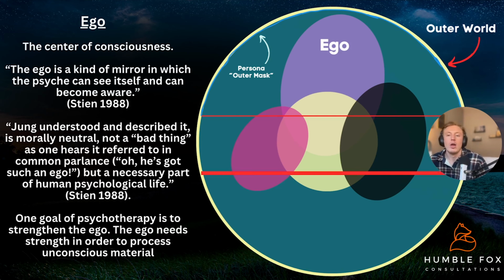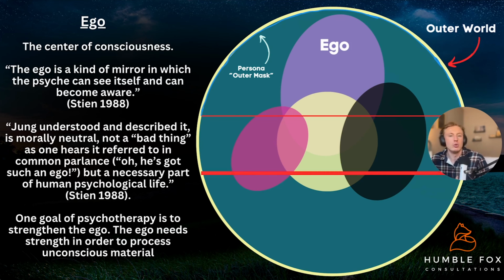And so Stein says, Jung understood and described it, the ego is morally neutral and not a bad thing. And I want to emphasize that because it's very easy for people to shame their ego or to say things like, oh, my ego's getting in the way. And that's just shaming the ego. The ego is a tool for us to use, and it's not getting rid of the ego that we become more individuated. It's in learning how to use the ego as a tool and to strengthen the ego.